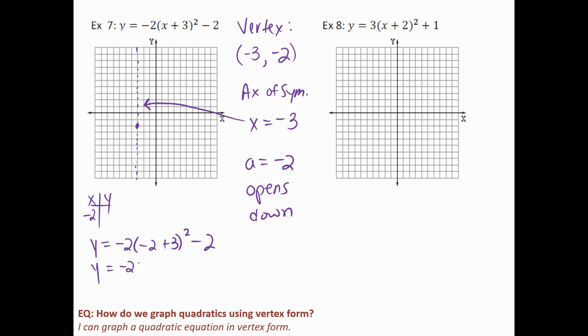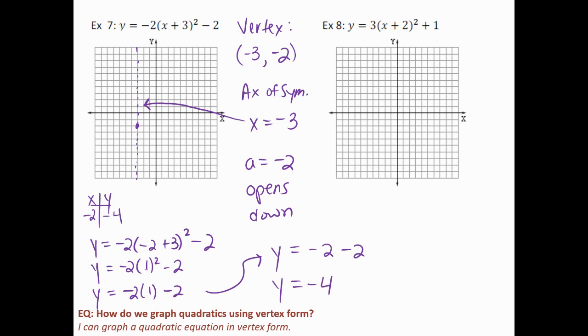All right, so I get -2. Remember, parentheses first. So -2 plus 3 is 1. Then following order of operations, I would square it before I multiply. So I would have -2, and then 1 squared is 1. And then if I keep going, -2 times 1 is -2 minus 2. I end up with y equals -4. So the ordered pair I'm graphing is -2, -4.